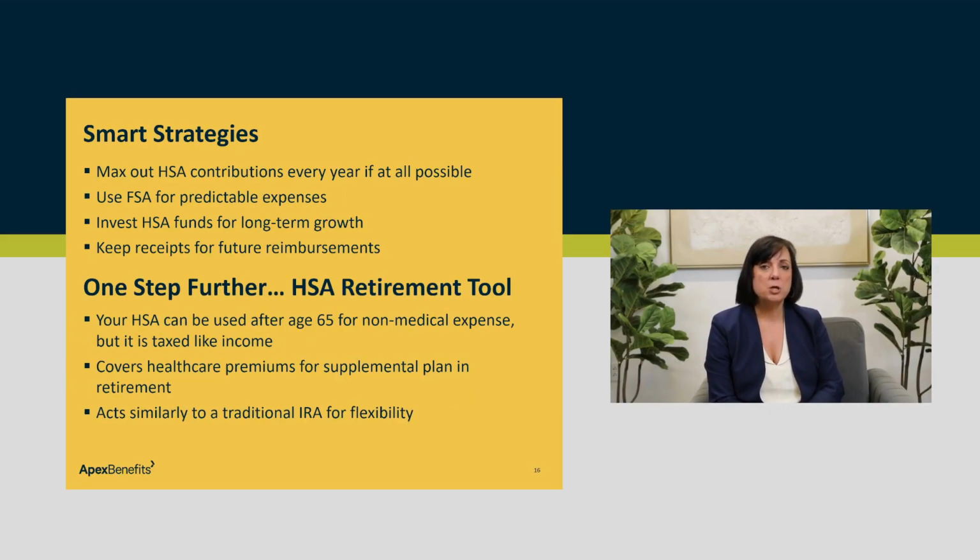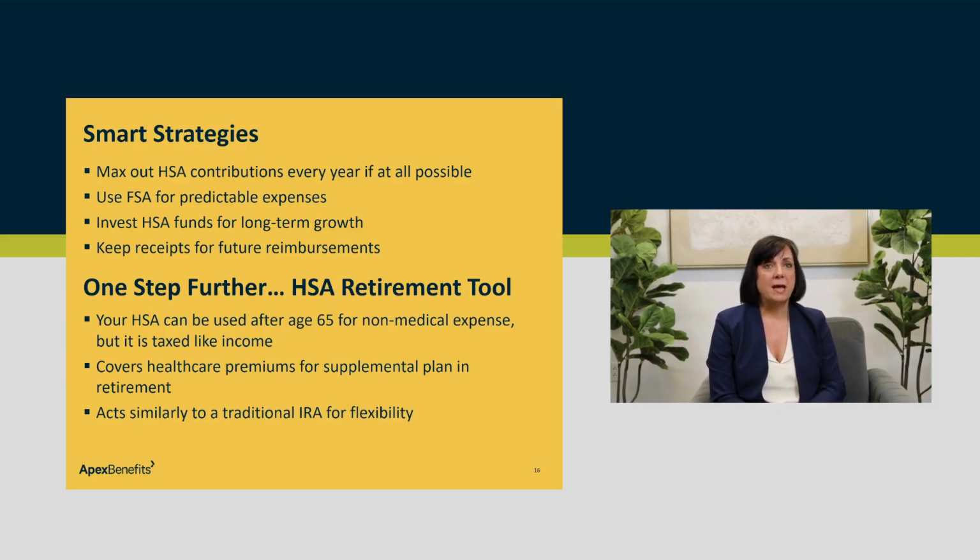What are some smart strategies that you can do? So, first and foremost, if you have access to an HSA account and you're on a high deductible health plan, maxing out those HSA contributions every year if at all possible. So, put as much in there as you possibly can and leave it alone. Then, if you have access to be able to invest those funds, invest those. Invest them as much as you possibly can and let that draw interest.